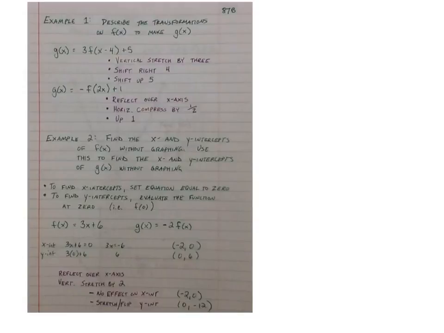If we wanted to find the x-intercepts of g of x, which is a transformation of f of x, we have to think about what transformations happened. So we reflected it over the x-axis, which is not going to change the x-intercept. And we are vertically stretching it by 2. That will also not change the x-intercept. So for g of x, our x-intercept remains the same.